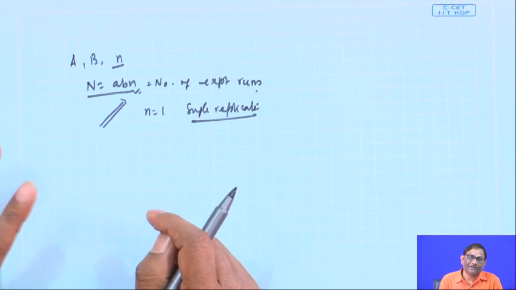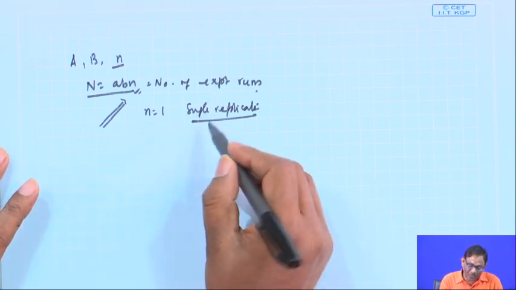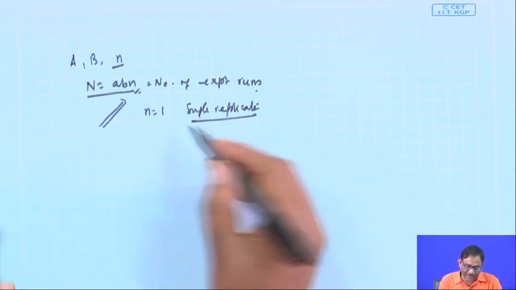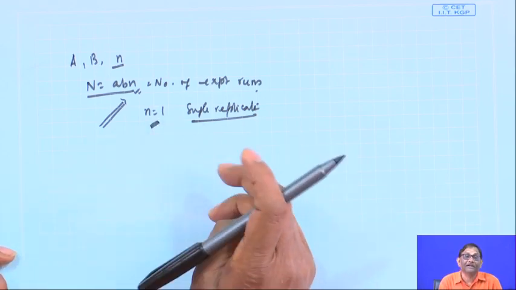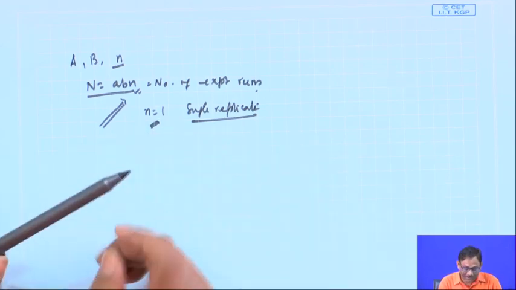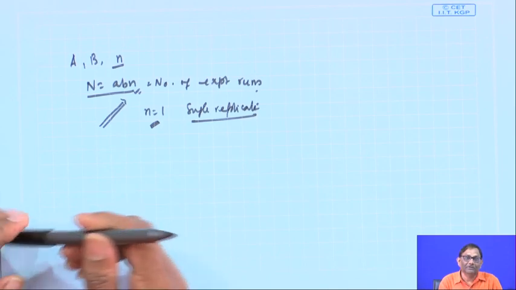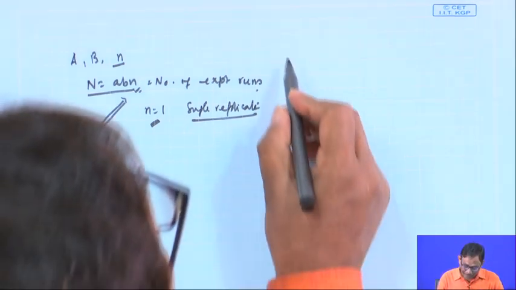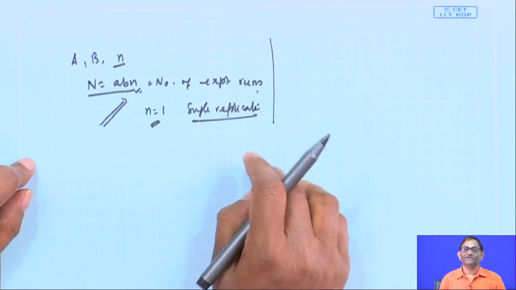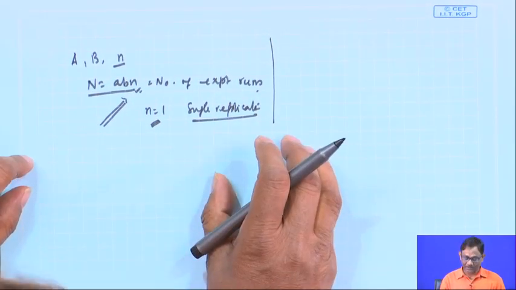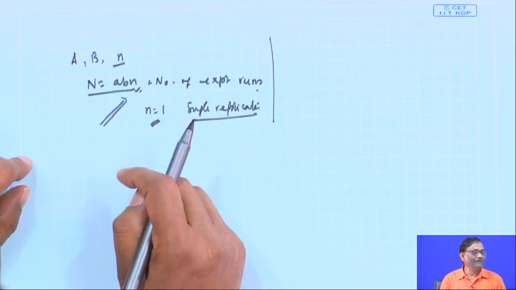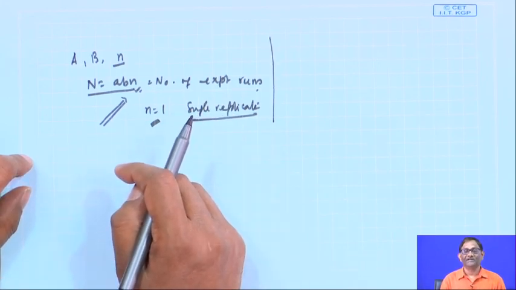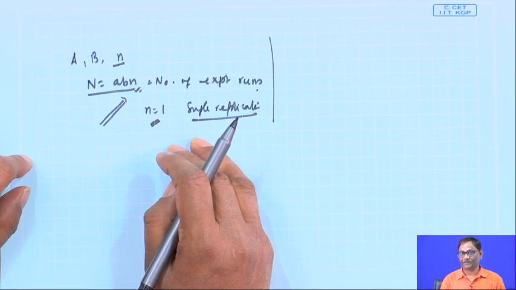Or it may so happen that you don't have any other option other than going for single replicate, because more than one is not available. Maybe somebody else has done the replication of this experiment, or many other reasons. Ultimately, there will be situations when you have to deal with full factorial experiments with single replicate.